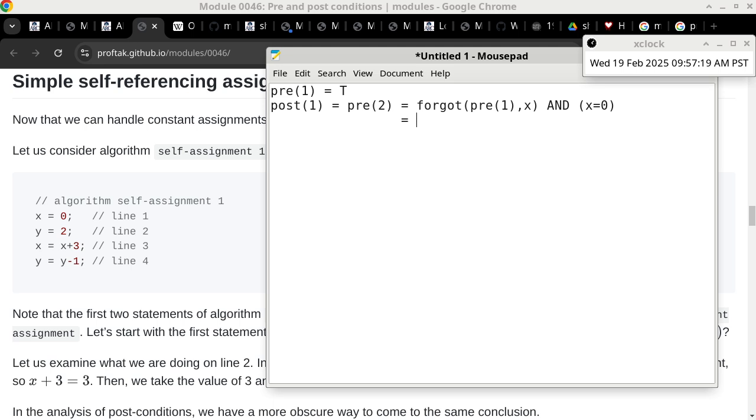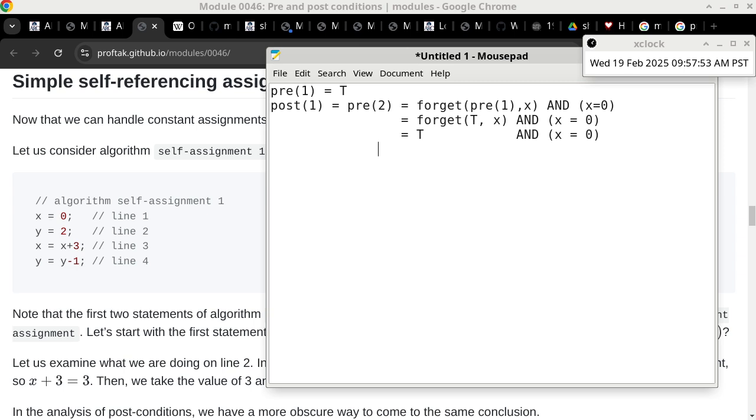Okay, so now we say fine, what is pre-1? We apply forget. This is just true. Does the expression true mention anything about x? Just visually, does true mention anything about x? Nope. So that means there's really nothing to forget. After the forget operation, we get true back. And then we have true and x equal to 0.